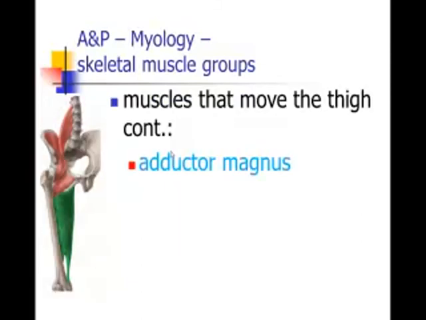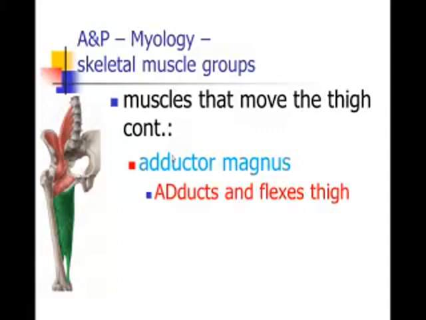Adductor magnus, there's actually two heads to this. It's sometimes referred to as adductor femoris. There's adductor femoris or adductor magnus et brevis. Magnus is the large head, and it is an adductor and flexor of the thigh, also in the medial compartment.